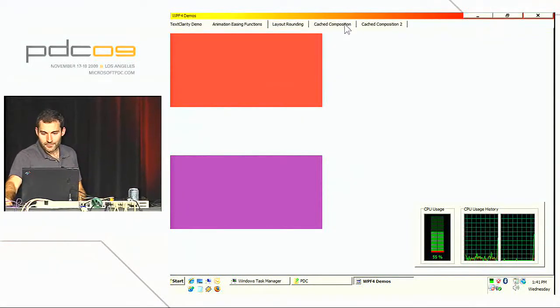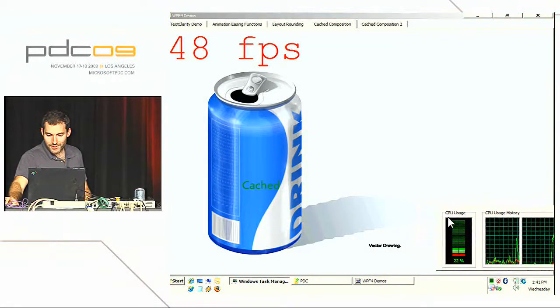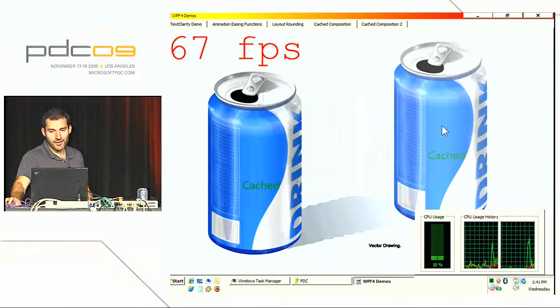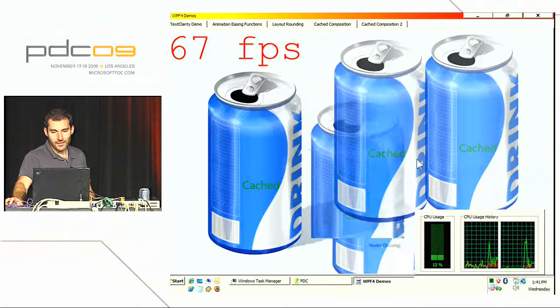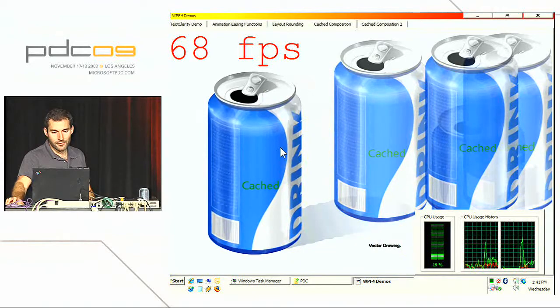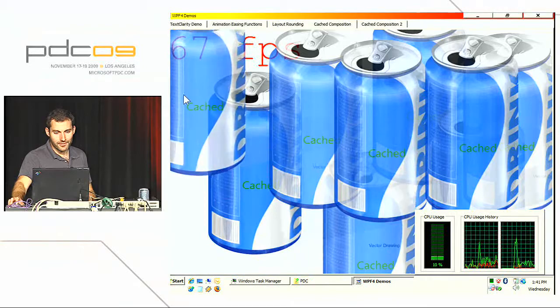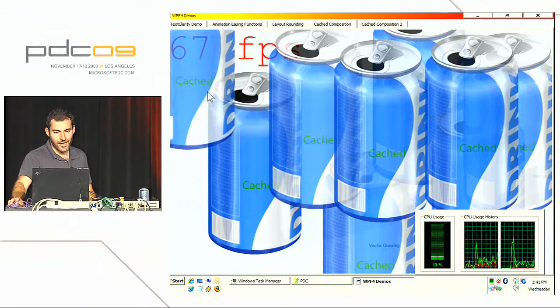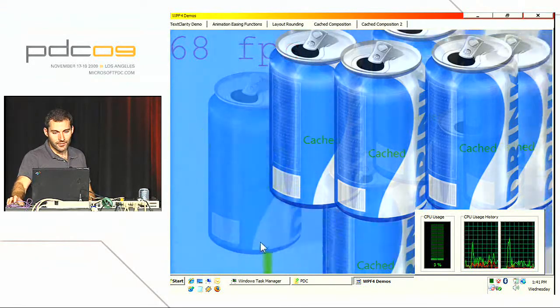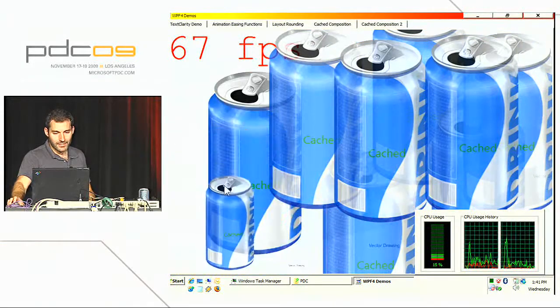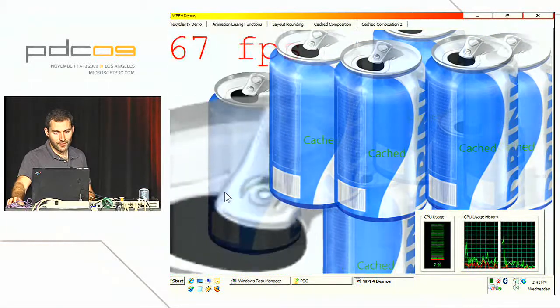The first one, I've got my CPU monitor over here. So this is vector content. This PopCan is defined entirely in XAML. And so I'm parsing the XAML, I load the vector content. I've got a bunch of these up here. And you can see this little cache text I've got. I can zoom in on the cans. And you can see as I zoom in on it that it's a bitmap I'm zooming around on.